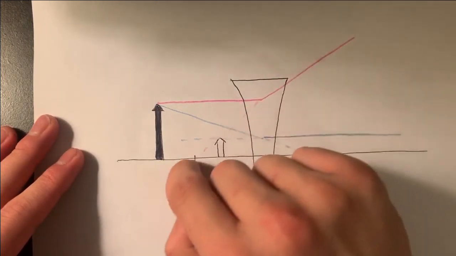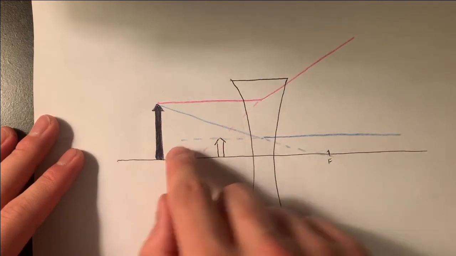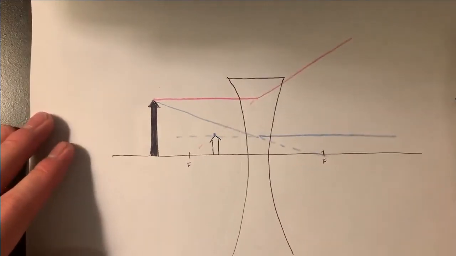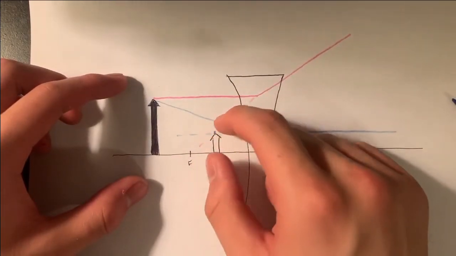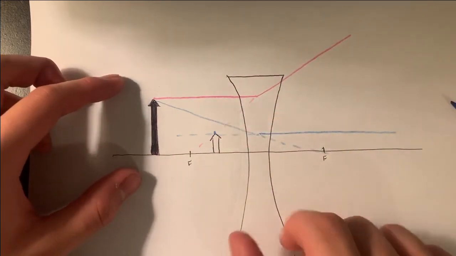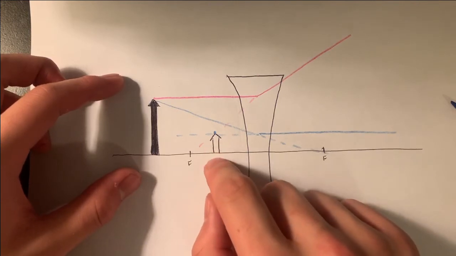So we can put a line back there, and we can put a line continuing back here, and we can see that it intersects right here. So now the object is smaller than the original object, and it is upright. And what's interesting about a divergent lens is that the object will always be smaller and always be upright and virtual.